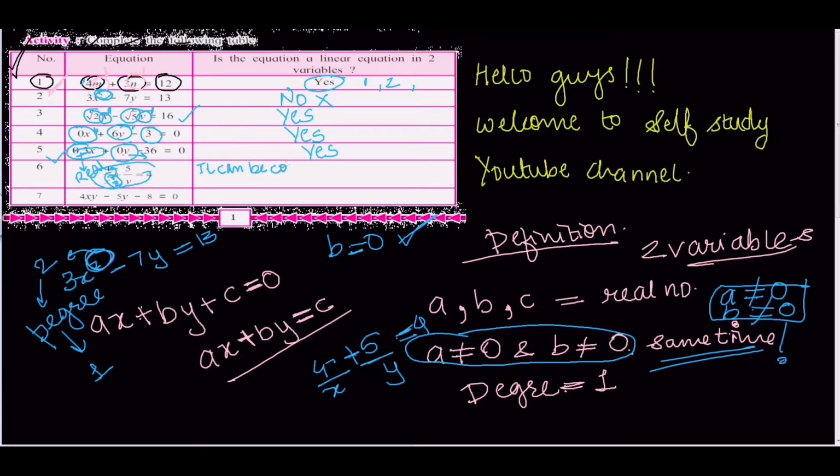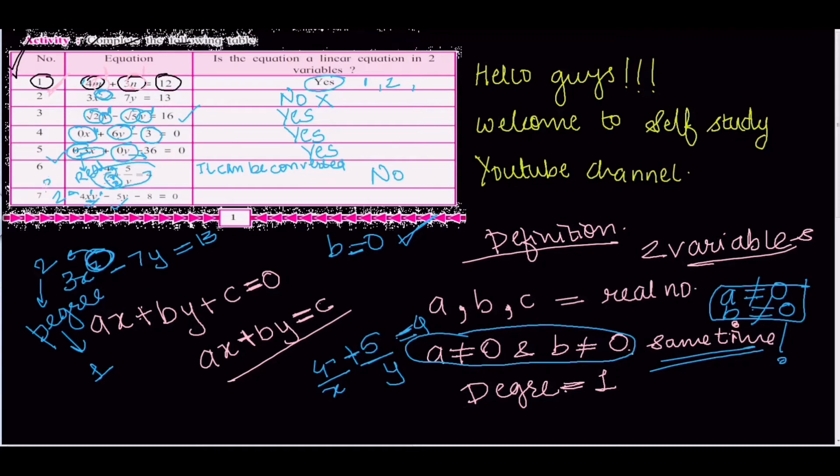It can be converted into a linear equation by the cross multiplication method, but no, it is not a linear equation in two variables right now at this stage. Next, the seventh one: 4xy minus 5y minus 8 equals 0.